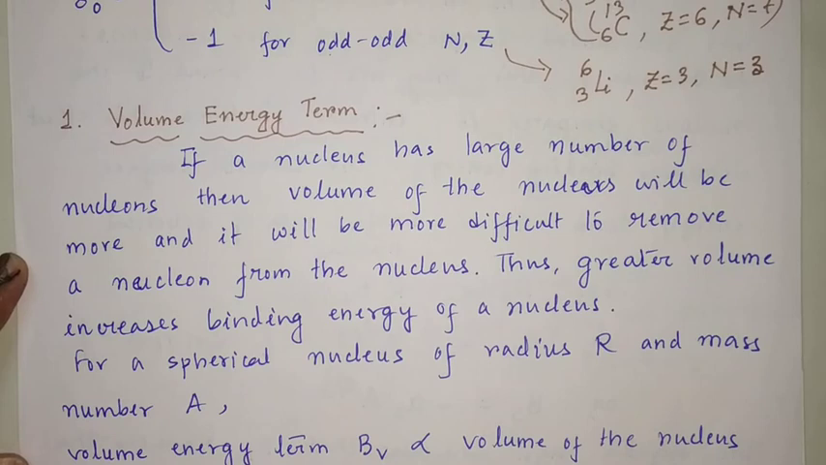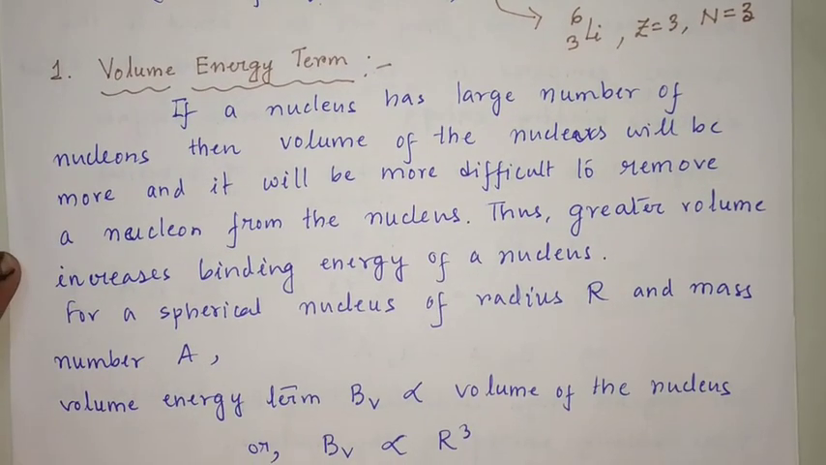So we can say that if the volume of a nucleus is greater, then the binding energy of the nucleus is also greater. Or if the volume of the nucleus is greater, it means that it has more nucleons and a greater binding energy. As we are deriving this term as per the liquid drop model, and in the liquid drop model we assume the nucleus to be spherical.